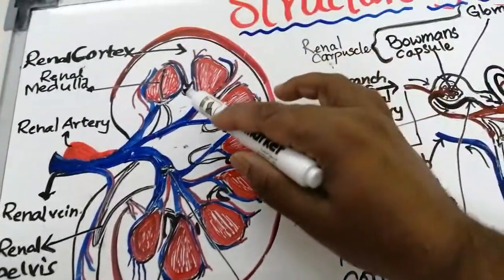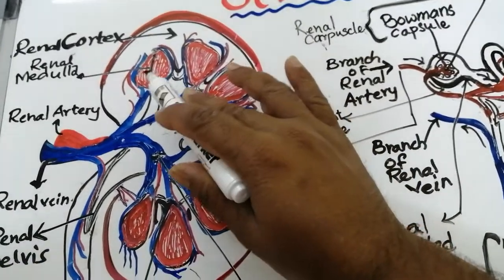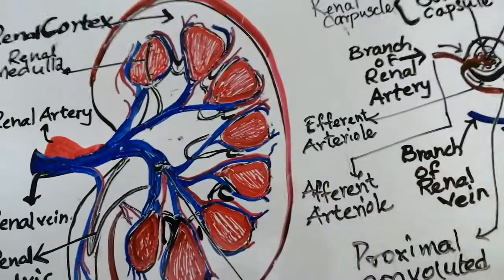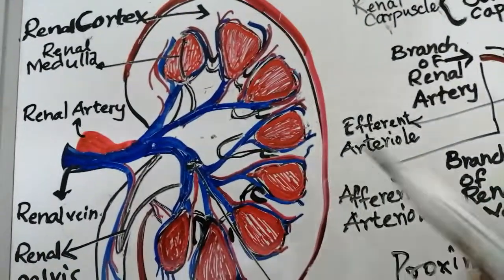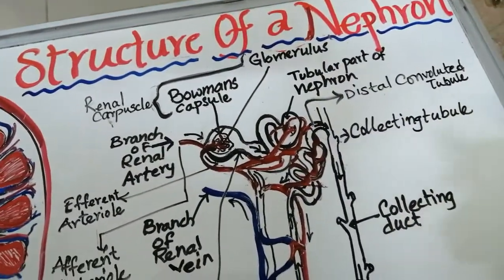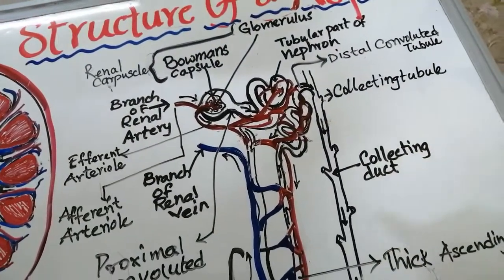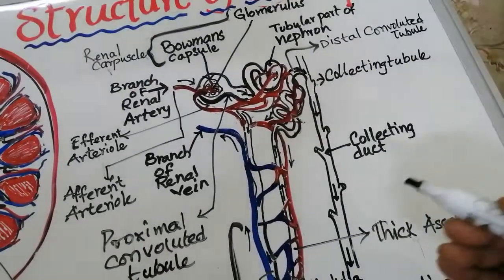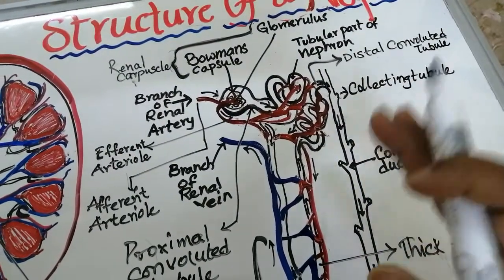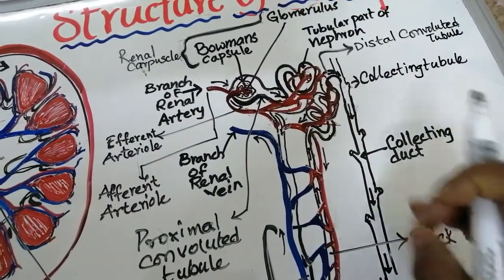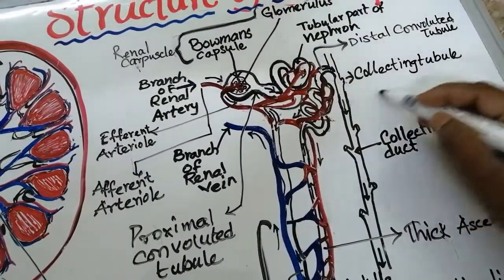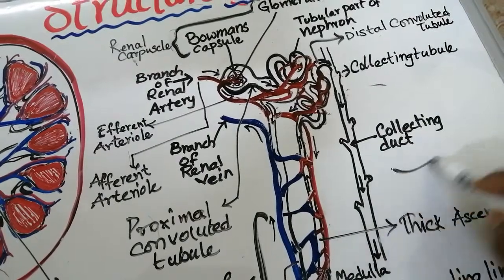Now from here we can go to the renal medulla, the nephrons. Each kidney contains millions of nephrons. We will see the structure of a nephron. The nephron is the filtration unit of the kidney. It consists of a tubule that is connected to a collecting duct. You can see this is the collecting duct.